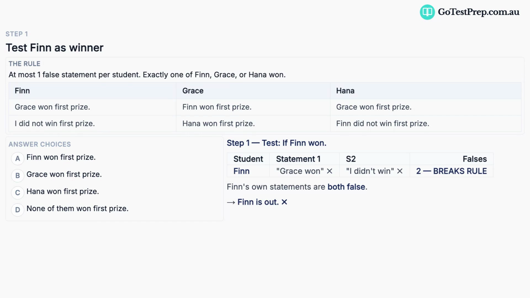Step 1. Test Finn as winner. If Finn won, then Finn's own statements would be Grace won first prize, false, and I did not win first prize, also false. Both of Finn's own statements are false. That breaks the rule. Finn is out. We do not need to check anyone else in this trial.